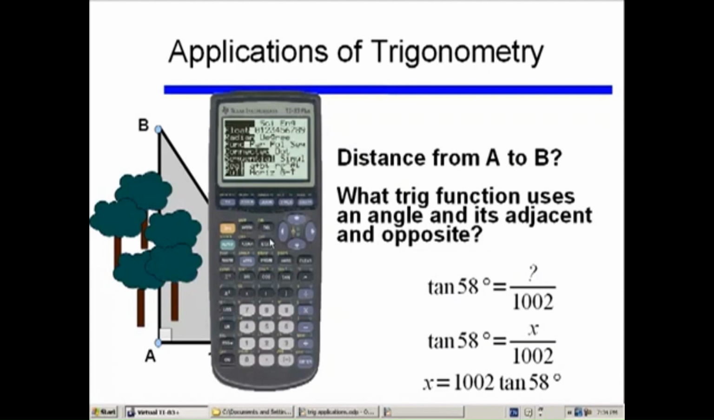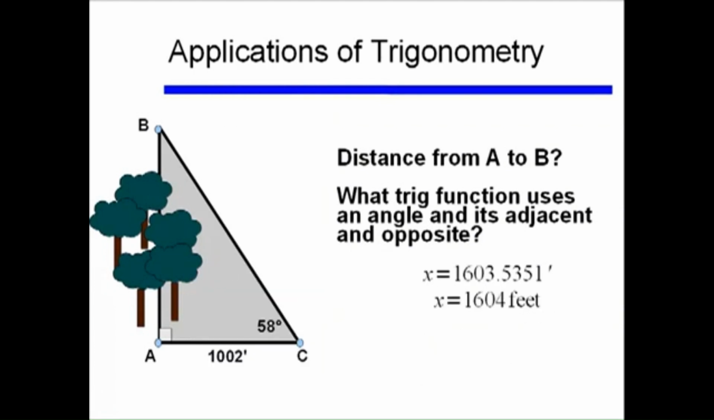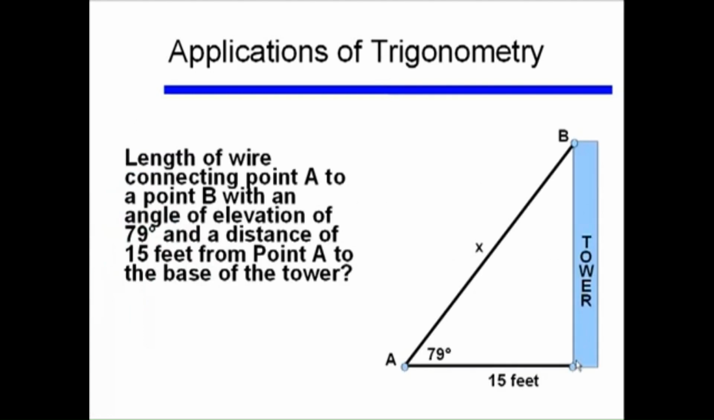I'm going to first of all make sure my calculator is in degree mode because I'm dealing with degrees. So I'll put it in degree mode, quit out of there, and now I'll simply type in 1002 times tangent of 58. And we find the answer to be 1,603.5352 approximately. Or if we round to the nearest foot, we have 1,604 feet. Let's look at another example.